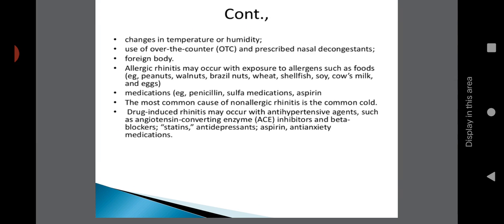Then certain medication like penicillin, sulfa medication, which is medicine that contains sulfate, and aspirin can lead to rhinitis. The most common cause of non-allergic rhinitis is the common cold. Drug-induced rhinitis may occur with antihypertensive agents such as ACE inhibitors, that is angiotensin converting enzyme inhibitors, and beta blockers, statins, antidepressants, aspirin, anti-anxiety medication. So these are some of the medications which can lead to drug-induced rhinitis, which we have seen previously in the type classification. The use of this kind of medication can lead to allergy.